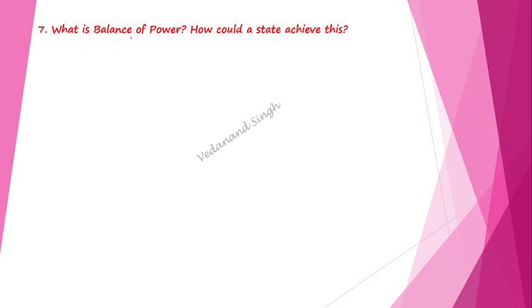Now the next question, these are important questions, question number 7. The question is, what is the balance of power and how could a state achieve this? Means how can a state get the balance of power.